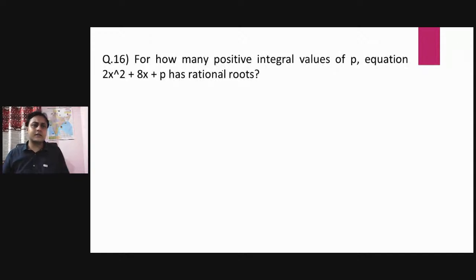Now come to question number 16. For how many positive integral values of p does the equation 2x square plus 8x plus p have rational roots? So this is the quadratic equation.